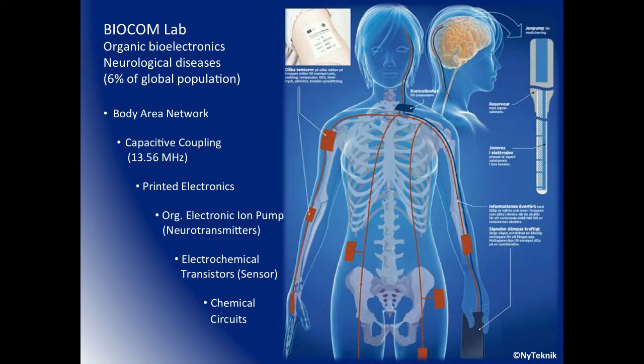The main reason for doing this is that we are trying to target different neurological diseases like Parkinson's, epilepsy, chronic pain, and so on. So we are introducing a body area network, and we use capacitive coupling in between components running at 13.56 megahertz. We are adding printed electronics in the form of skin patches and also electronics on medical packages. We then have an organic electronic ion pump that can distribute and dispense neurotransmitters inside the body. We use electrochemical transistors for sensing some of the signals in vitro and also in vivo, and we are running this also in chemical circuits.